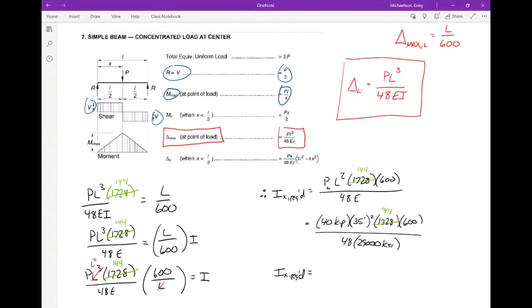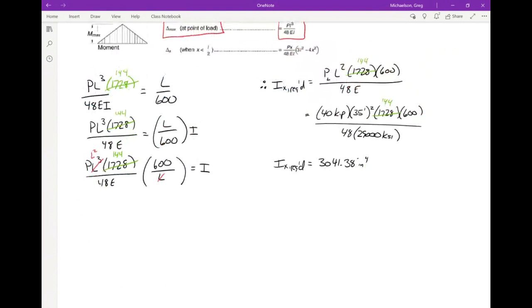When you plug and chug this out, it should be 3,0 41.38 inches to the fourth. So let me show you why. My apologies for that. I'm sure that was probably a little confusing. That probably wasn't the smoothest transition. Let me show you what happens with the formula without the unit conversion and explain why it's 144.